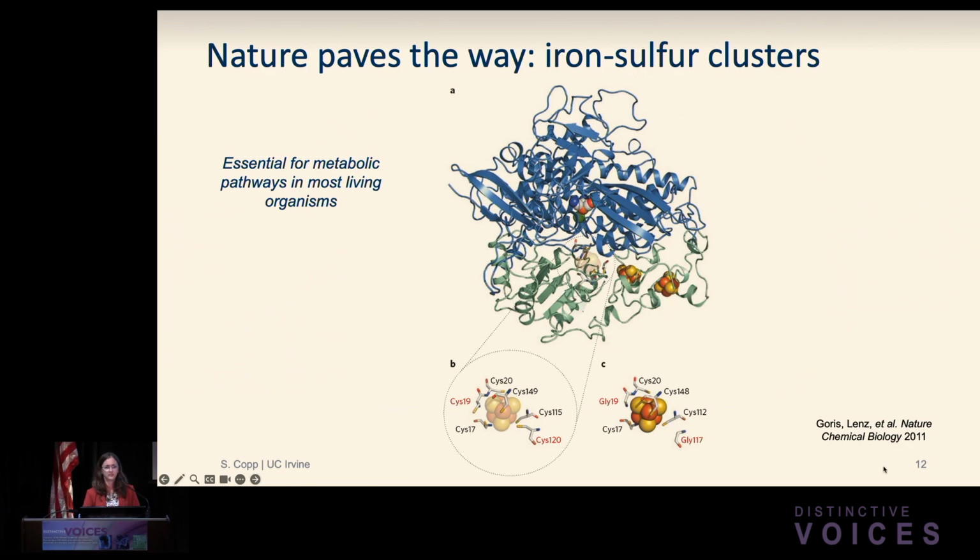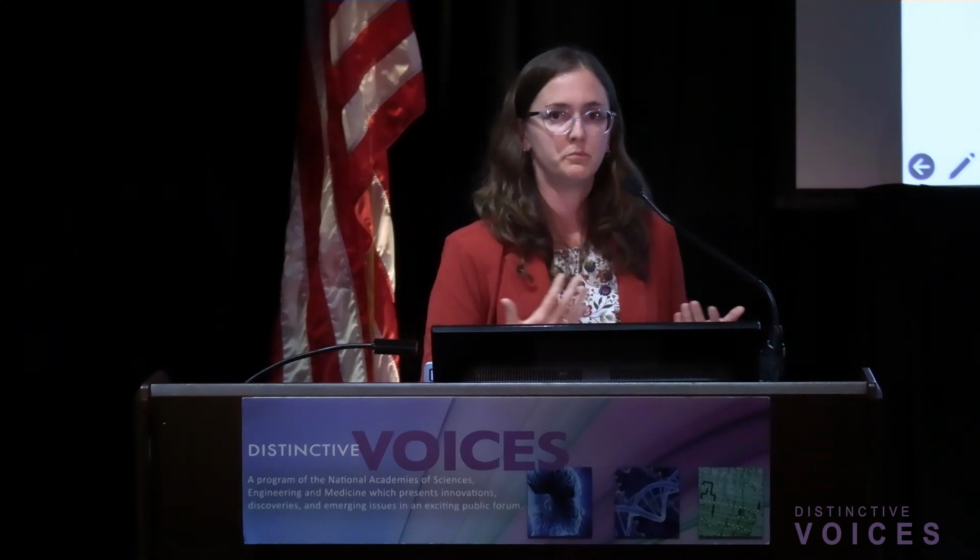Nature has done this for a very long time. So in all of us, there are these iron-sulfur clusters that are scaffolded in complex protein structures. And these protein structures, if you look at the zoom in on the bottom, will present towards this little cluster of iron and sulfur just the right little chemical groups to hold it into place. And these clusters are essential for the metabolic pathways that occur in almost all living organisms. So we would like to do something like this, but with a type of metal nanocluster that will be fluorescent.